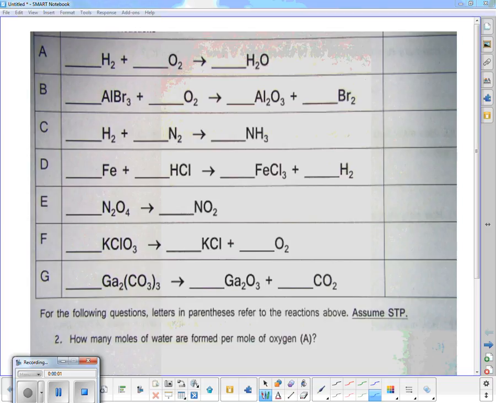Find out. Okay, yes. 2, 1. Okay, we don't write ones. What type is it? Synthesis. Good.